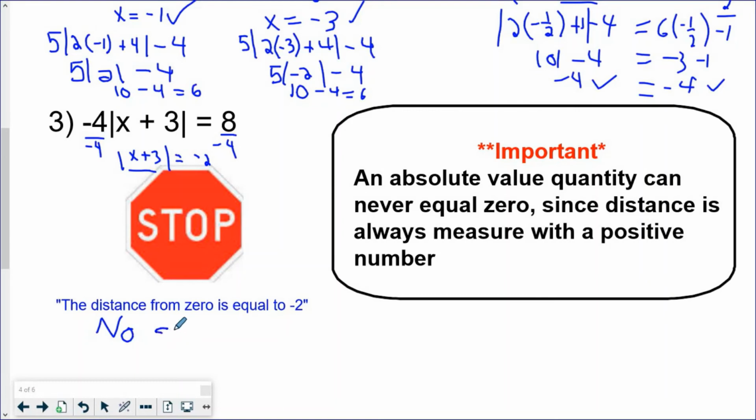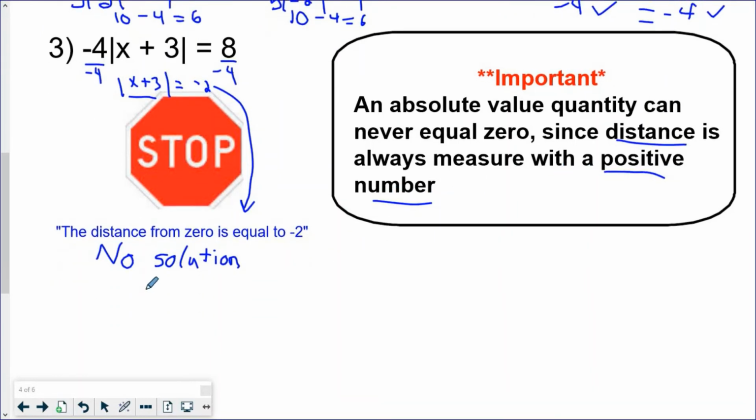And we'll work through it and show you that if you didn't see it originally, you would still get no solution. But it's really helpful to just know that, especially if you're taking an assessment, you don't actually have to solve that problem. Logically, this doesn't make sense. Okay, so an absolute value quantity can never equal a negative number since the distance is always measured with a positive number. Okay, so let's see what happens if we continued this problem.